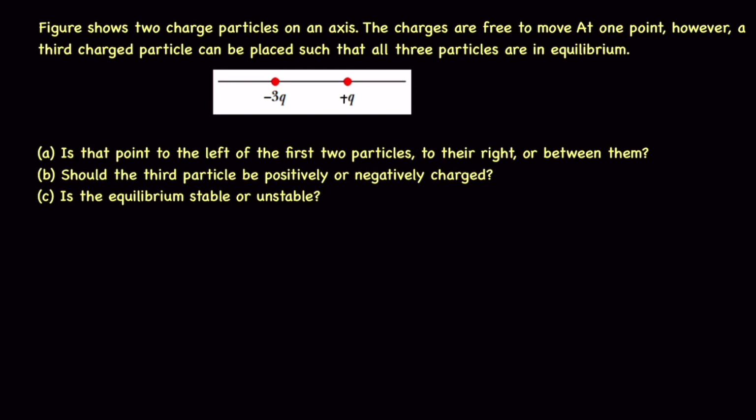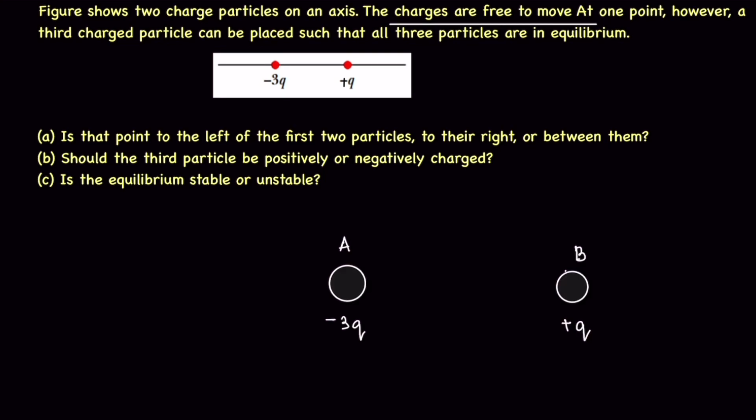So first, it is clearly mentioned that the two charges are free to move. It means that these two charges are not in the equilibrium position. So we can understand this question based on two cases. In case 1, we consider the third charged particle as positive.